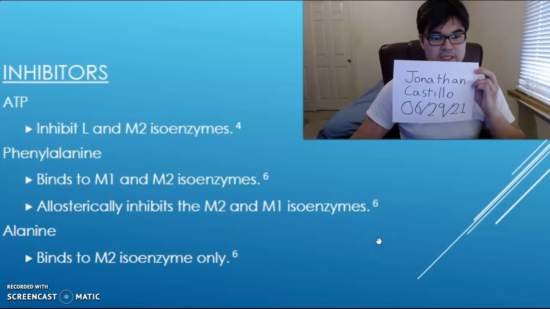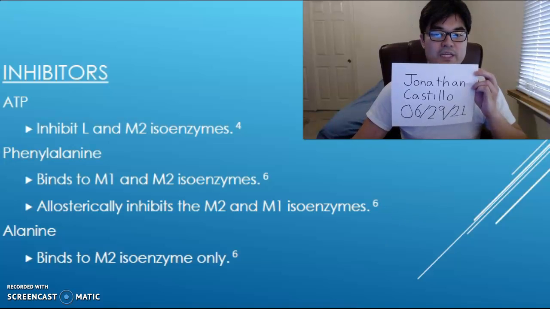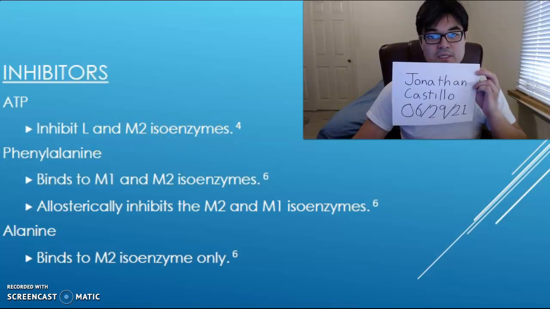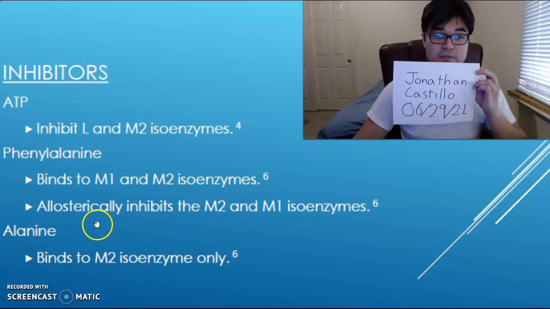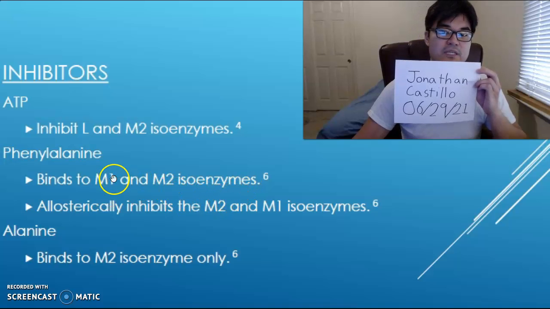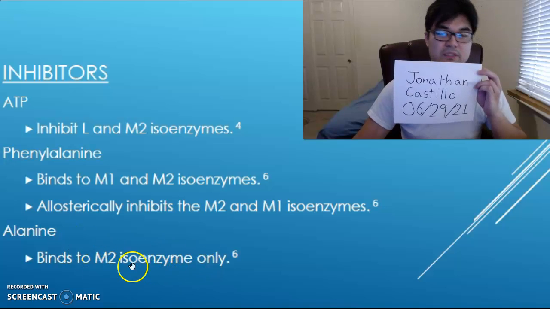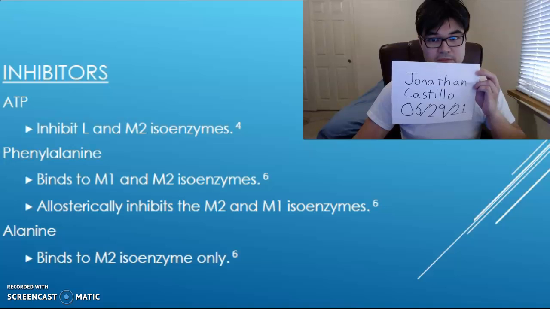So other inhibitors to pyruvic kinase also include increased levels of ATP, which allosterically inhibits the L and M2 isoenzymes when energy is high. Phenylalanine and alanine are also inhibitors. Phenylalanine binds to the M1 and M2 isoenzymes, thus allosterically inhibiting and decreasing the affinity of pyruvic kinase for phosphoenolpyruvate. Alanine, though, is only able to allosterically inhibit the M2 isoenzyme, but not the M1 isoenzyme.